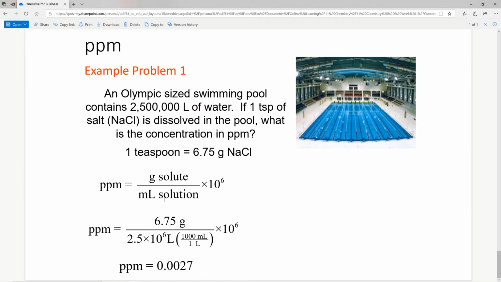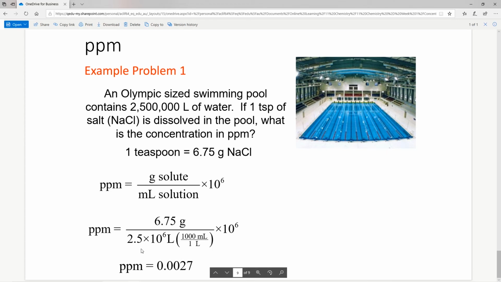So the way that they've done that in this sample problem is to turn it into milliliters. So the 6.5 grams stays the same, and then we have the 2.5 times 10 to the 6 liters, which is 1,000 milliliters to 1 liter. So we're going to be multiplying that by 1,000 pretty much to get the answer to that, and then that's being multiplied by 10 to the 6 to make it parts per million.